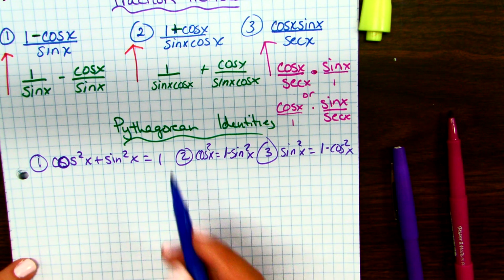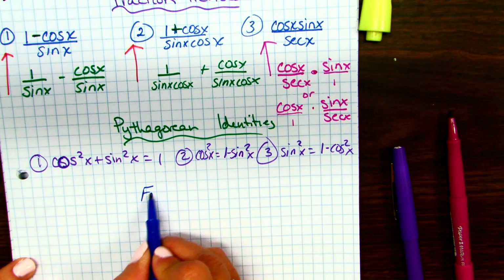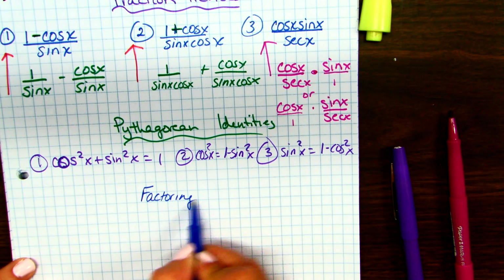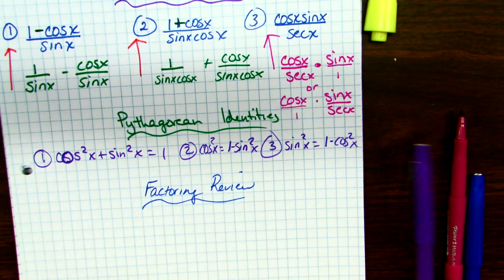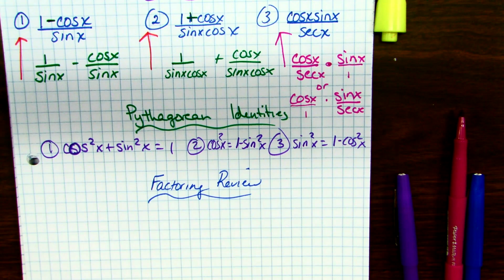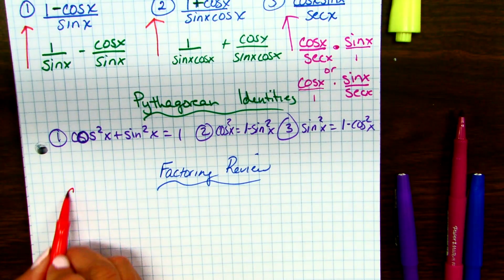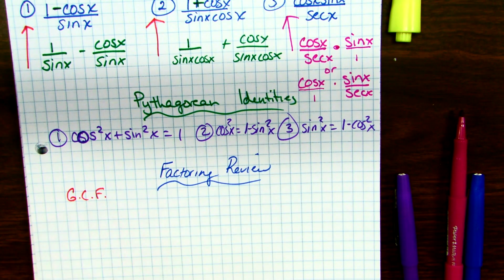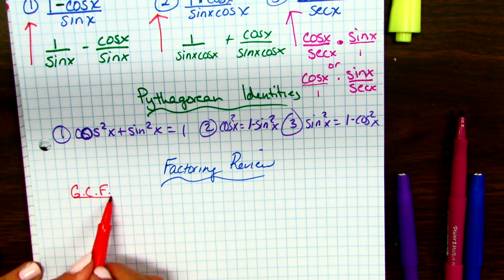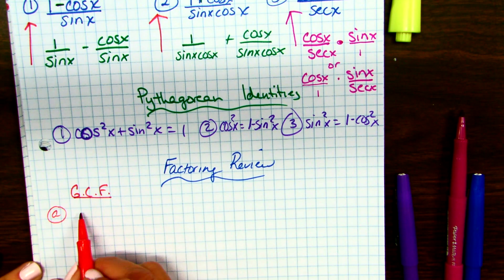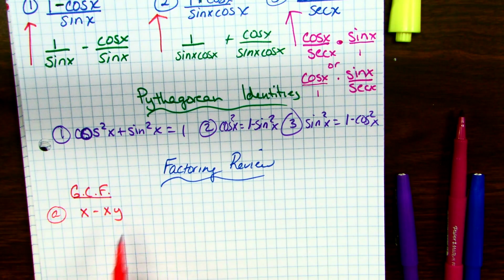And the last thing I want to review is some factoring. Three types, starting with GCF. Let's go back to algebra. In algebra, you would have had a problem like this, or like this.